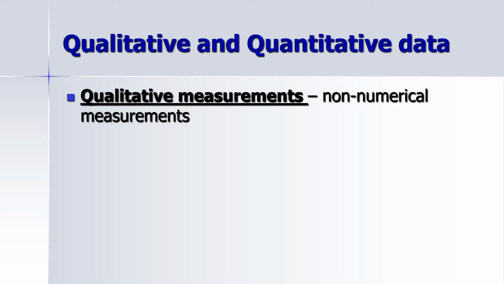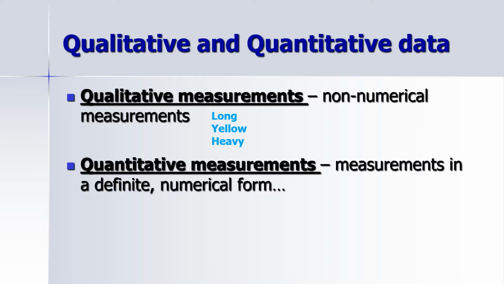So the first one is the qualitative measurements, just like the quality of something. Now the quality doesn't have anything to do with the numbers. So this type of measurement is non-numerical. For example, when I say this thing is very long, that's a quality. It's yellow, that's a quality. This thing is very heavy, that's a quality. So these are all the qualitative measurements.